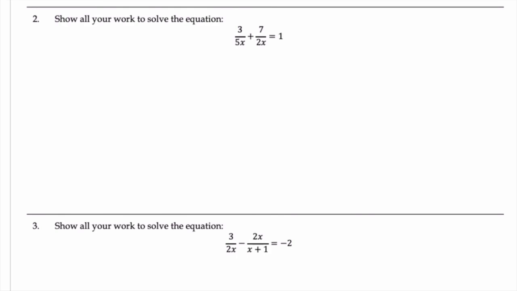So for number 2, we are going to take the same process. First thing I'm going to identify is my denominators. I am going to identify my LCD. In this case, my LCD would be 5 times 2, 10. And since both of these terms have an x, my LCD would just be 10x. Now that I have that LCD, I am going to multiply every term by that LCD.